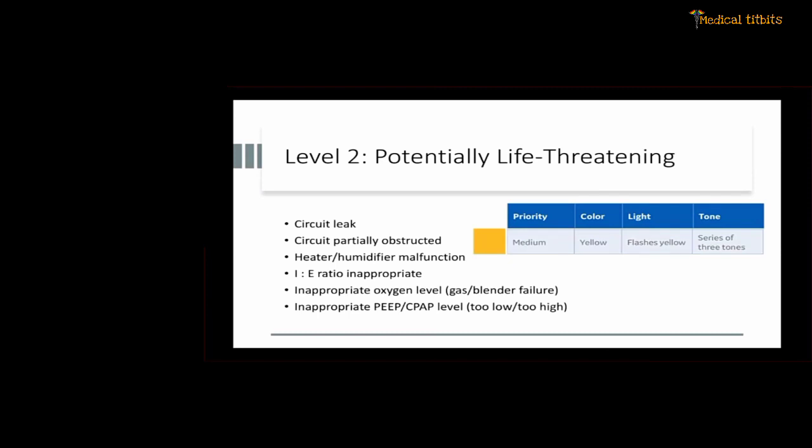Level 2 alarms are potentially life-threatening. It happens during circuit leaks, circuit partially obstructed or kinked, HME malfunction, inappropriate settings, inappropriate oxygen level, or gas blender failure, or inappropriate PEEP or CPAP level, too low or too high. Different manufacturers will have different audio codes also. Some machines will give a series of 3 tones. These alarm messages are also color coded, so you will know the priority level also.